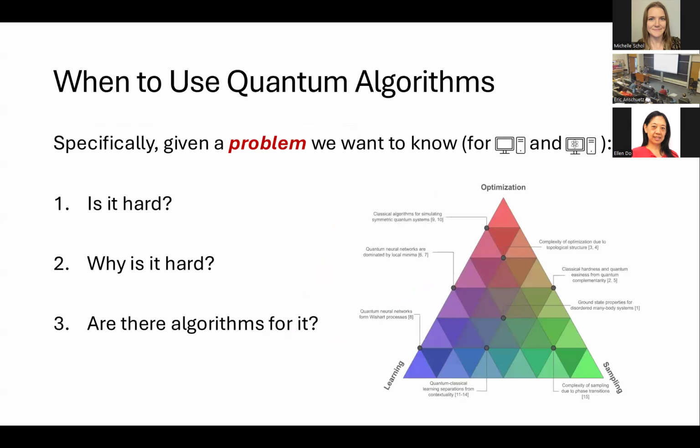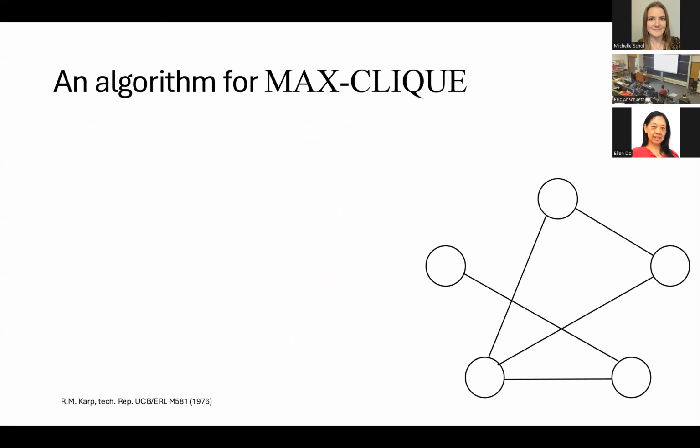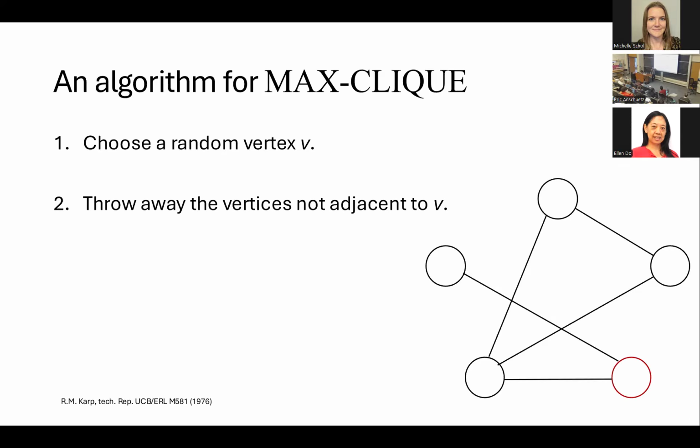Right, so it looks easier than we expected. So let's try and come up with an algorithm for it. I'm going to tell you about an algorithm from the 70s, actually, by Karp. So 50 years ago. And it's an algorithm for max clique. What we do is we just pick a random vertex. And then in our graph, we throw away all of the vertices not adjacent to that vertex. So I picked some random vertex, now I'm going to throw away all the vertices that don't touch that vertex. And I just repeat this process.